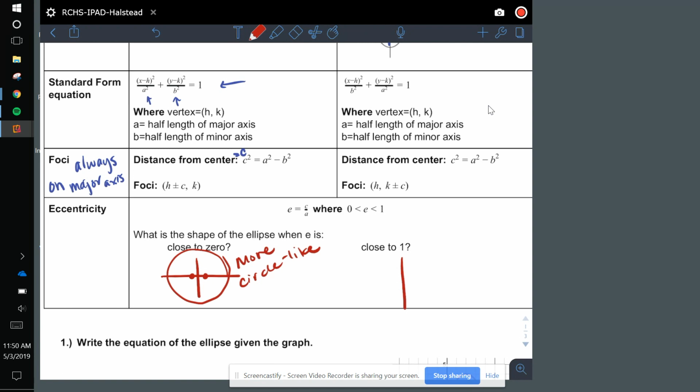Okay? And then if the ratio of C over A is close to 1, so the foci are pretty far away from the center, the shape is more elliptical. That looks like a potato.